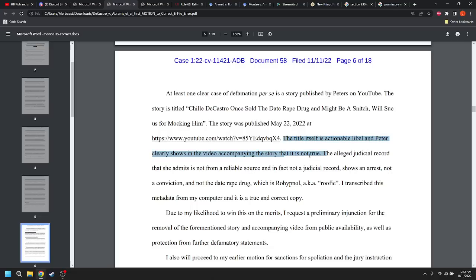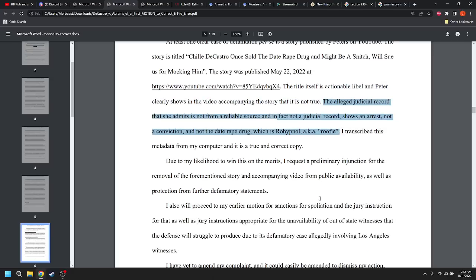The proof comes at trial. The alleged judicial record that she admits is not from a reliable source, and in fact is not a judicial record, shows an arrest, not a conviction, and not the date rape drug, which is Rohypnol, aka roofie. Okay. She still gets to show that it's a judicial record. She gets to show that. It doesn't matter if it's not from a reliable source.